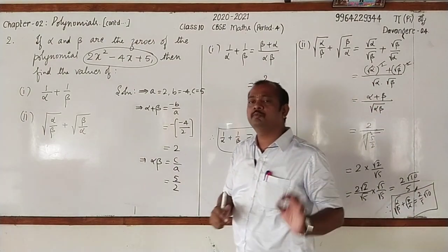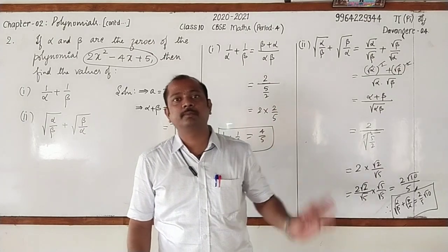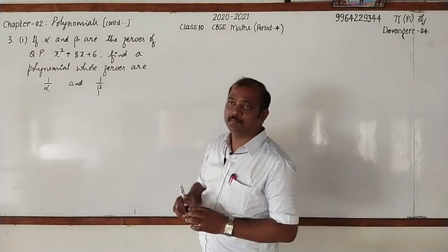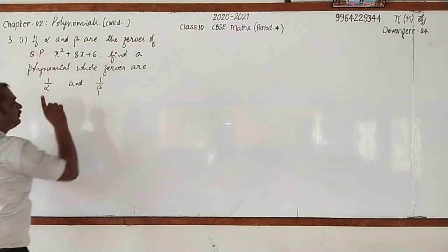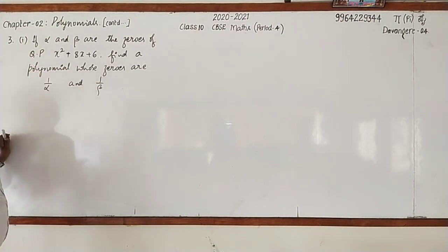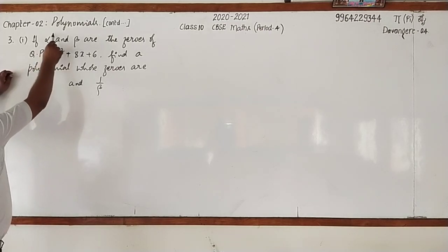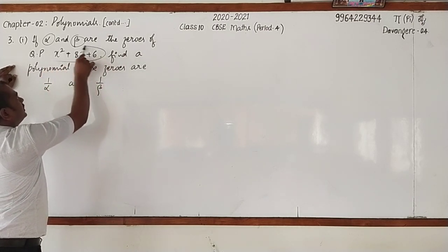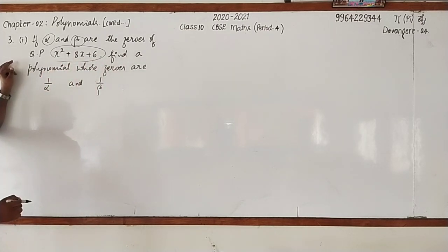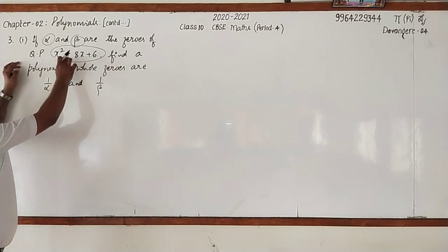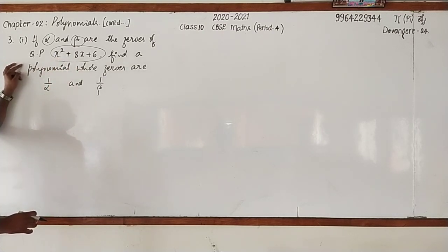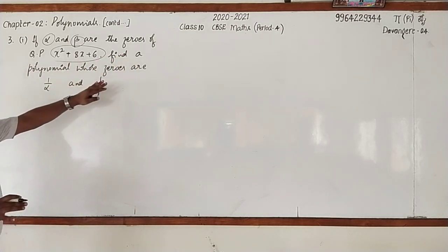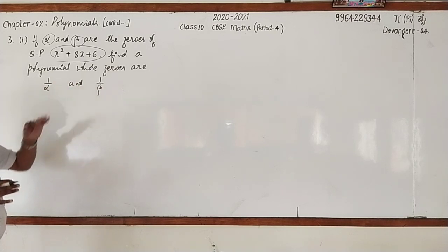After this, again we are moving to another interesting problem. Observe. Third one, in that I have taken the first sub-question. Very interesting. Here they have given alpha and beta are the zeros of the quadratic polynomial x square plus 8x plus 6. Now you just think over it. Is it possible to factorize? No. Then find a polynomial whose zeros are 1 by alpha and 1 by beta.